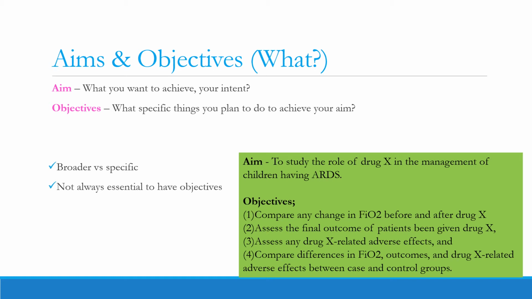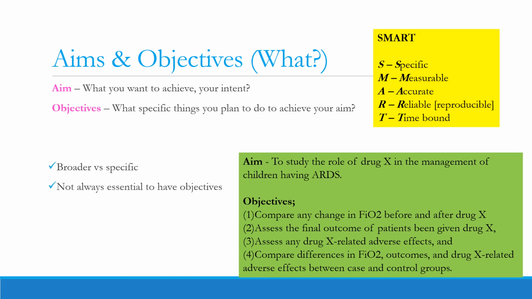And you must remember that it is not always essential to have objectives if your only objective is to achieve the aim of the study. One must remember the mnemonic SMART. That is, your objective should be very smart. Smart means they should be very specific. Okay? Measurable, accurate, reliable, and reproducible. Reproducible or reliable means that they can be repeated again and again, and the objective should be time bound. Time bound means they can be achieved in a particular time which you have set for the completion of your research work.